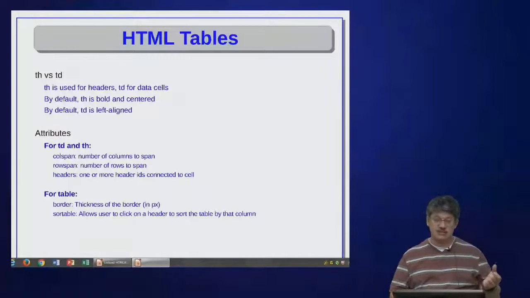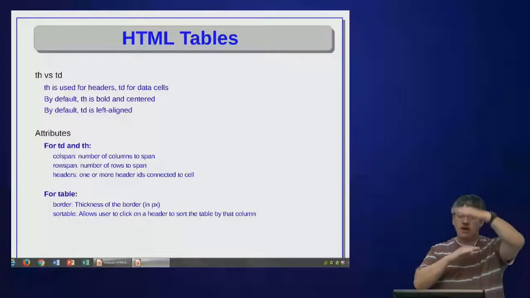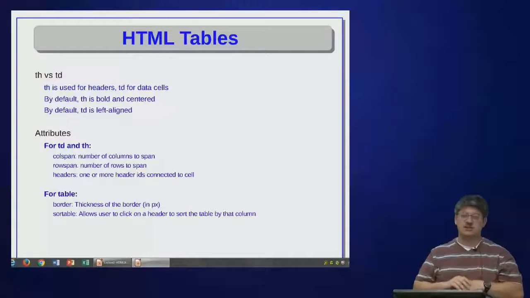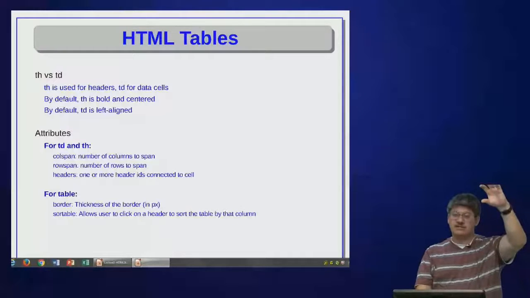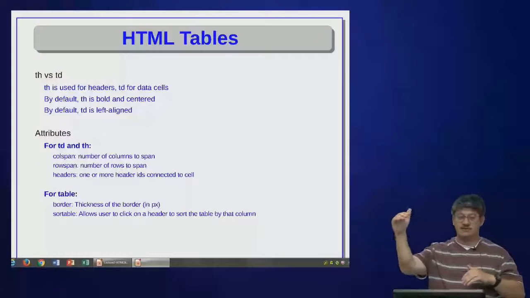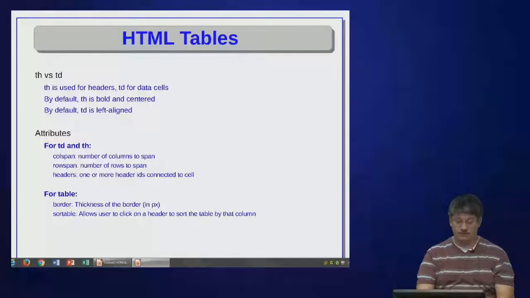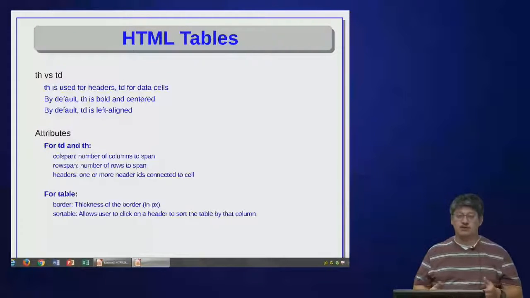A couple points about this. I think I already said th is used for headers, td for data cells. You can actually have multiple rows that contain headers. You might have one table that contains 2 sections. So you might have like 2014 data in the top and 2013 data in the bottom, and the column labels might be slightly different. So you might have 2 sets of headers, one for the 2014 data and one for the 2013 data. By default, table headers are bolded and they are centered, and the table data cells are left aligned.